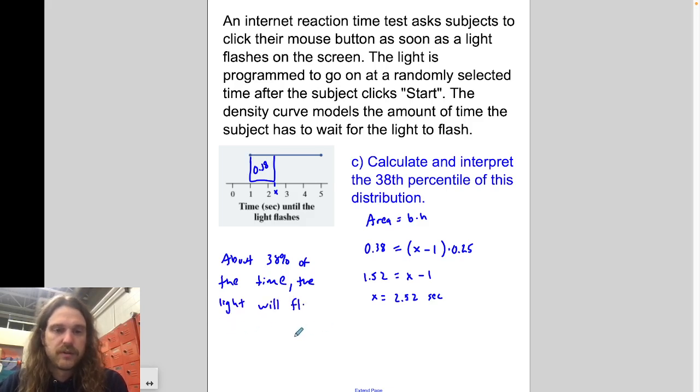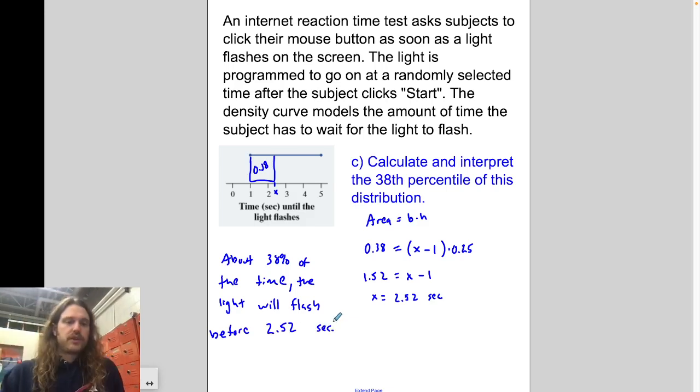Come on, computer. Yeah, cool. Sweet. That's how we use the uniform distribution. All right, let's keep moving.